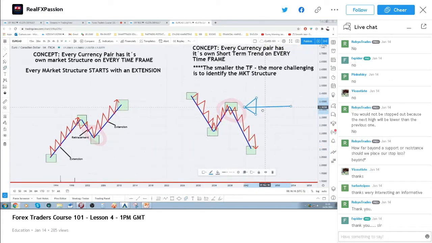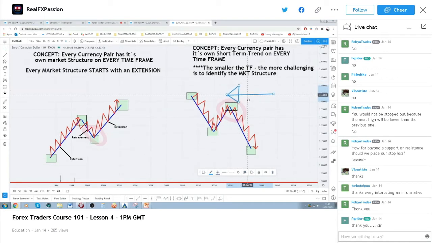So maybe we as beginners are buying a short-term uptrend, but we are not aware of the down structure on every time frame. Every time frame has its own down structure and up structure. Make sense, everybody?